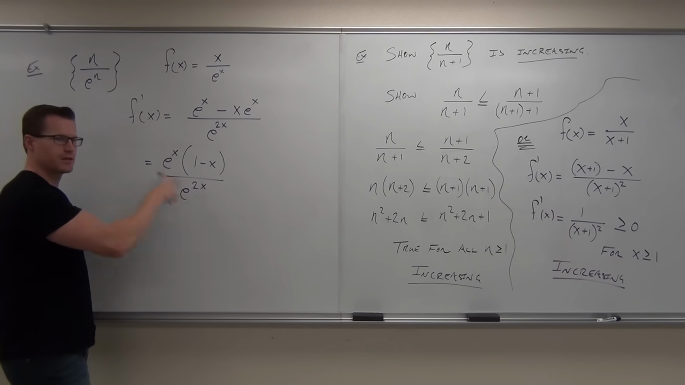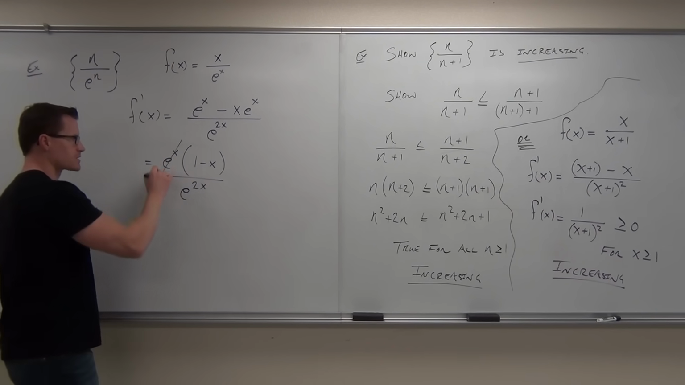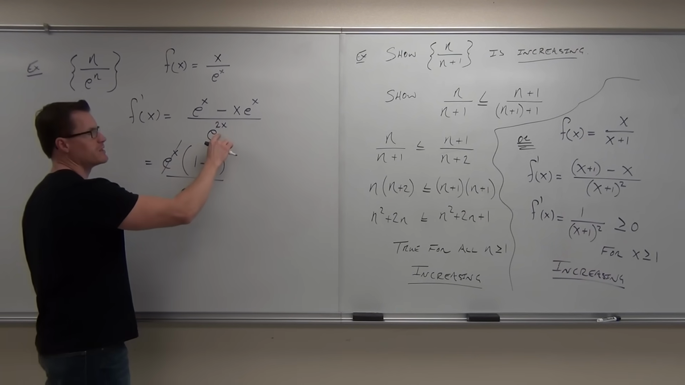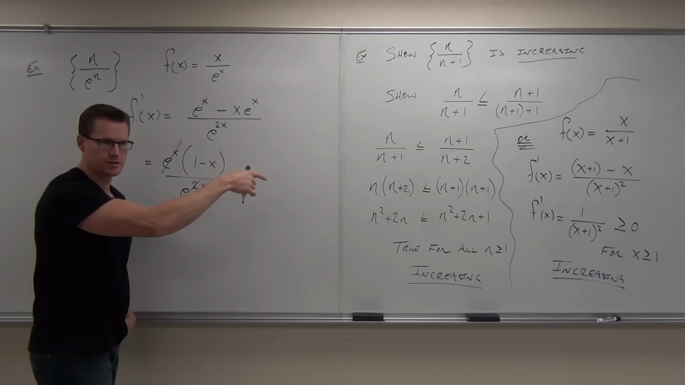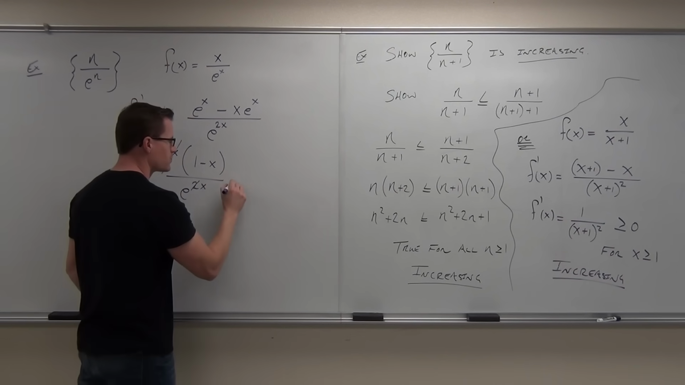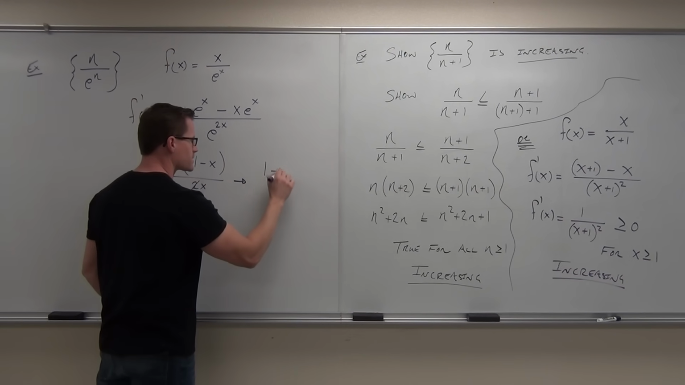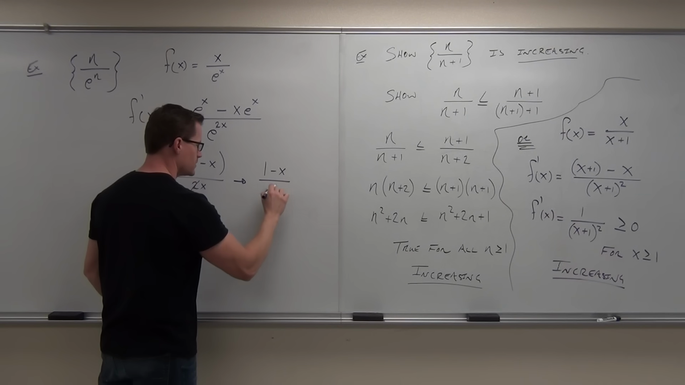Can you simplify the e to the x's? Yes. This is gone, the 2 is gone. Remember that e to the x squared is e to the 2x. That's where that's coming from. So this is the same thing as (1 minus x) over e to the x.